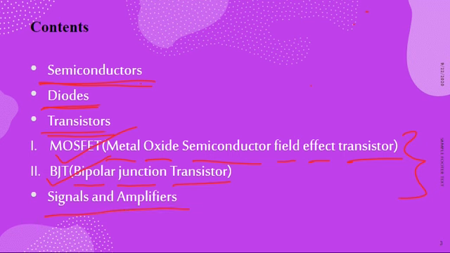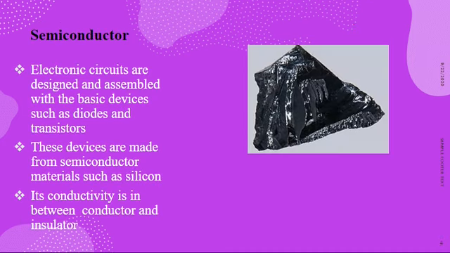So let us have an introductory idea about all these modules. So coming on to the first module, that is semiconductors. Semiconductor is the basic building block of every electronic circuit, because electronic circuits are made from diodes and transistors, which are made from semiconductor. So now, out of which material is semiconductor made? Semiconductor is made from silicon, and it can also be made from germanium. But nowadays, microelectronic circuits are generally made from silicon material.